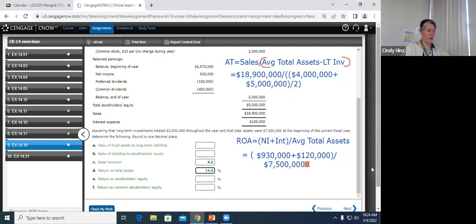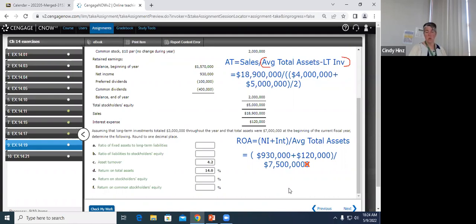%. So for every dollar in assets, they're adding 14 cents to the bottom line. Another way of interpreting that result. Again, we cannot look at that number and say that's good or bad. You have to compare it to something else. How did we do last year? What other companies like us do?